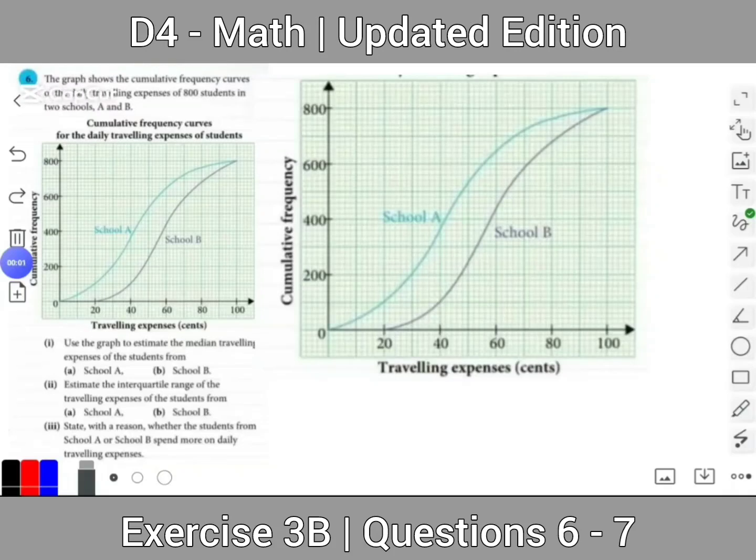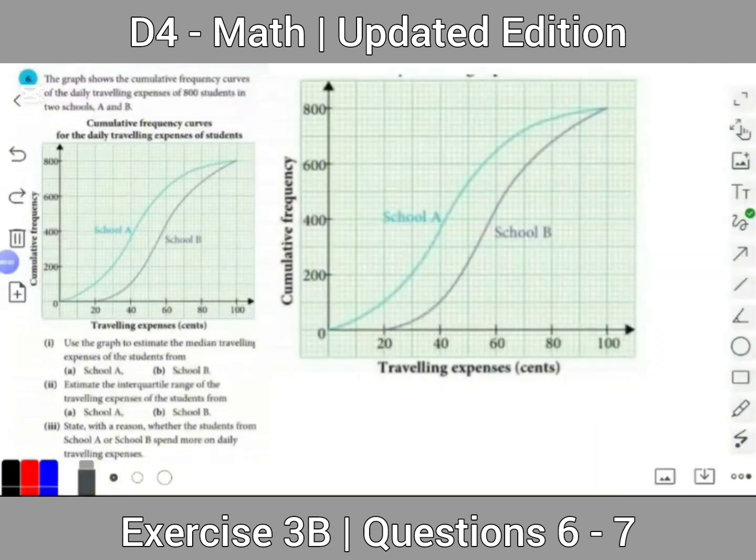In today's video, we will start with question 6. The graph shows the cumulative frequency curves of the daily traveling expenses of 800 students in the two schools A and B. Now in part 1, use the graph to estimate the median traveling expenses of the students from part A, school A, and in part B, school B.